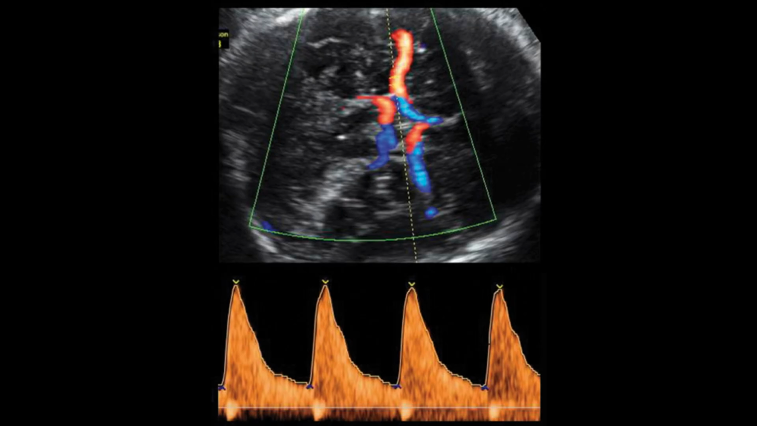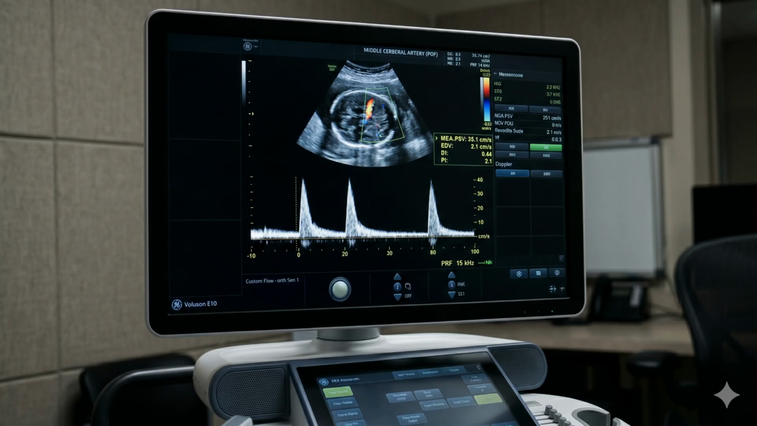Normally, the fetal MCA shows a high systolic velocity while the diastolic component is relatively small. For example, the systolic velocity may be around 40 centimeters per second, while the diastolic velocity may be only 5 or 6 centimeters per second.